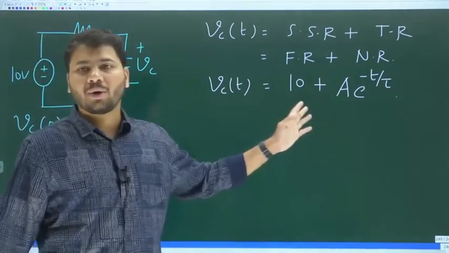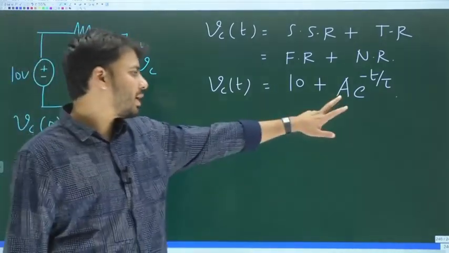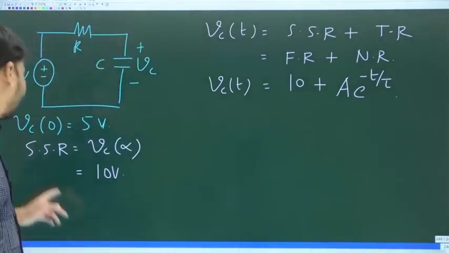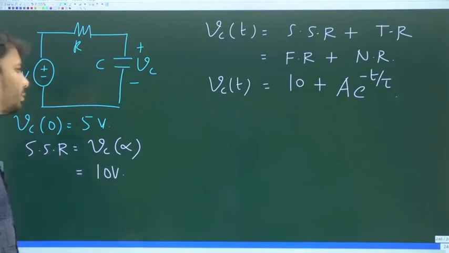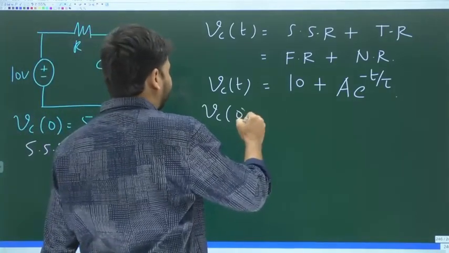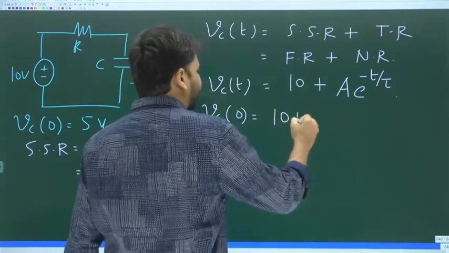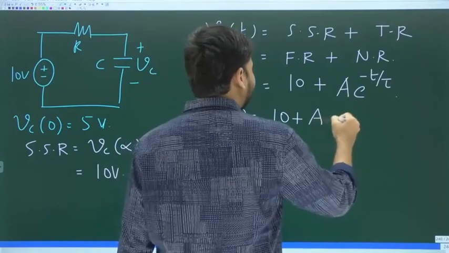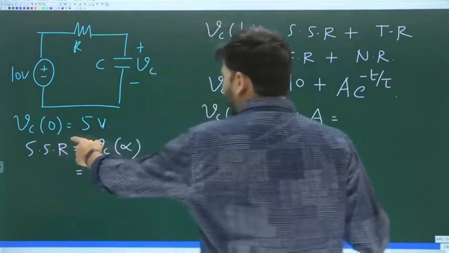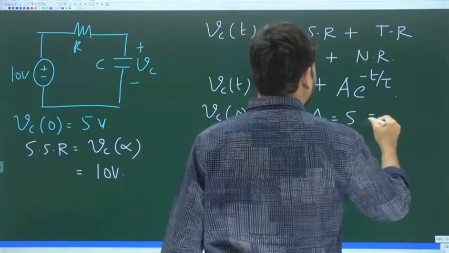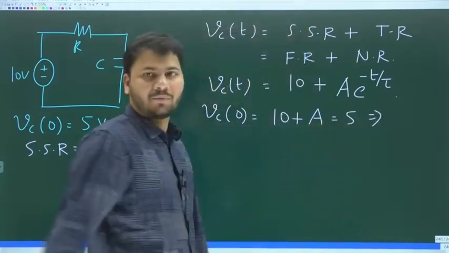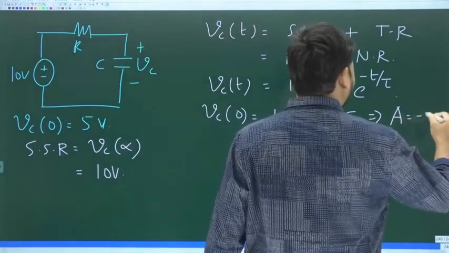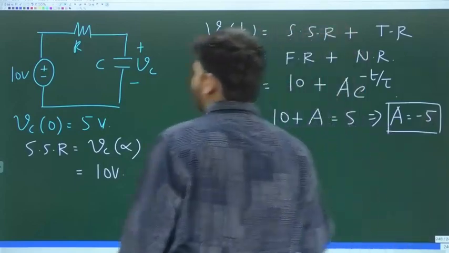Now what is the only unknown in the expression for Vc of t? Is it not A? So to find the value of A, you should use the given initial condition. Just substitute t equal to 0. Vc of 0 is 10 plus, if you put t equal to 0, e power 0 is 1, so 10 plus A. And the given initial condition for the capacitor is 5. So 10 plus A equals 5, and A is minus 5.